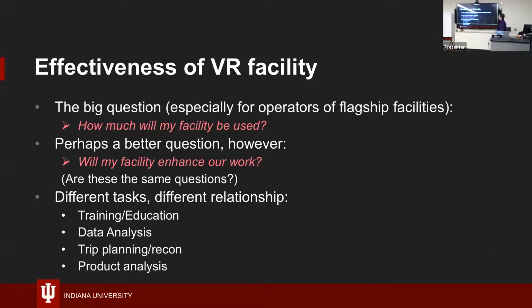Especially in the case of flagship facilities, but even in rooms like this where we have 10 Vives available to people, you still need to ask whether that value comes through as compared to the cost. What's your return on investment? The typical bean counter question is how much the facility is going to be used. How much time per dollar spent is available?